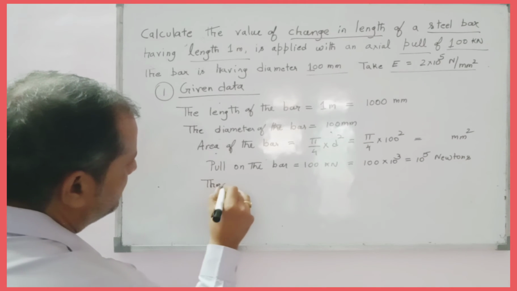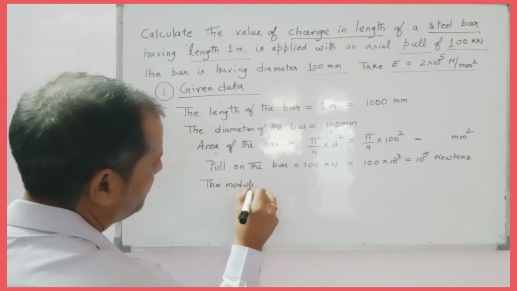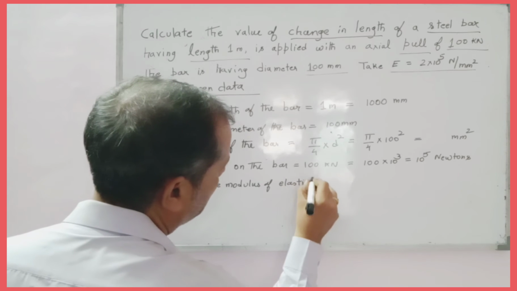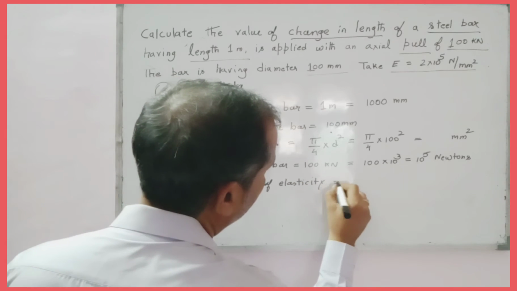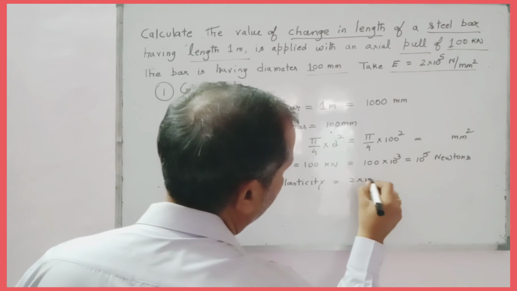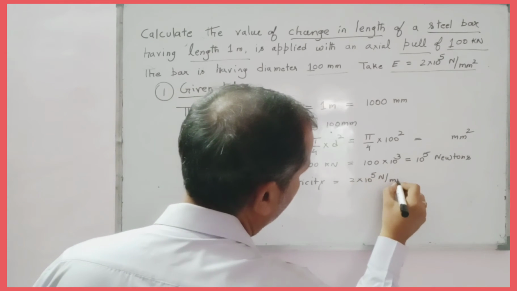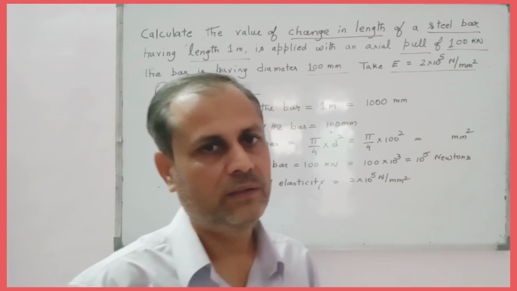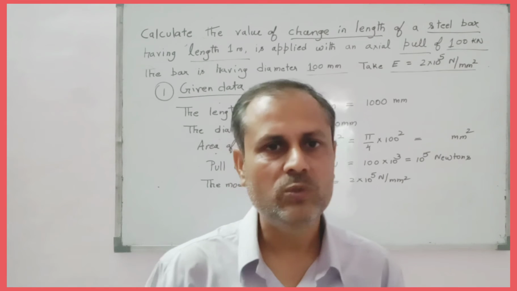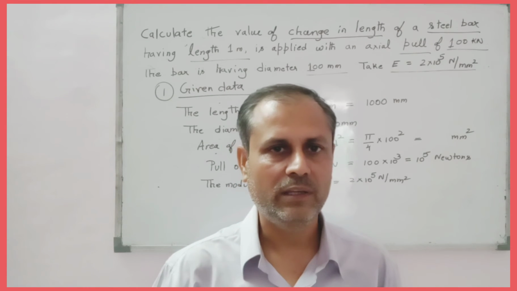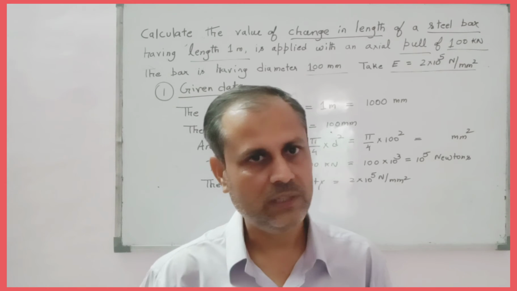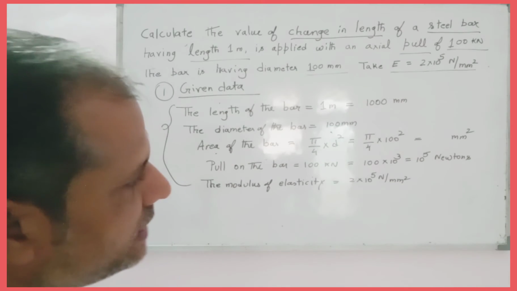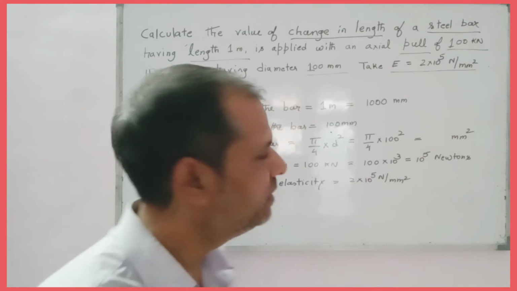The modulus of elasticity of steel bar is given 2 into 10 to the power 5 Newton per mm square. So in any question we will have to use some empirical formula. Before that we have to sort out the data from the question. So we have collected the data from the question. Now it is very easy to calculate change in length of the member.